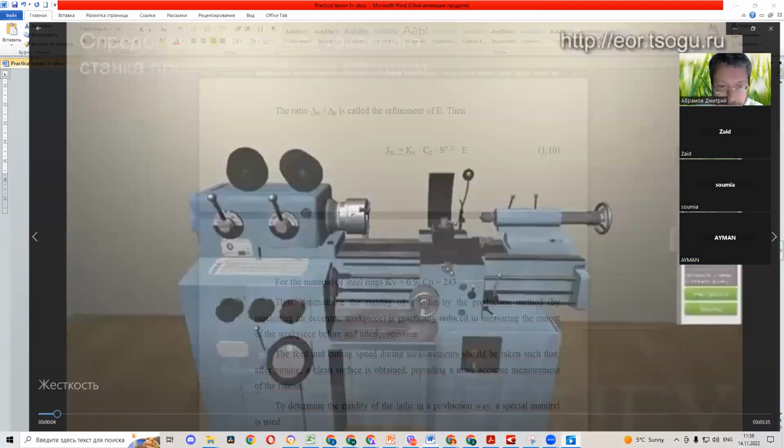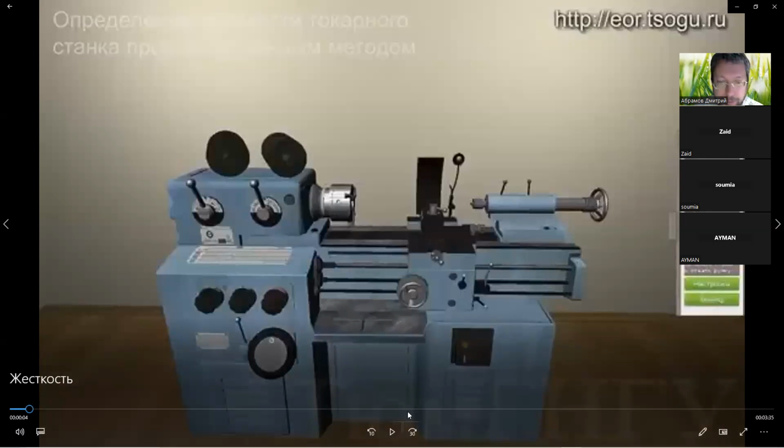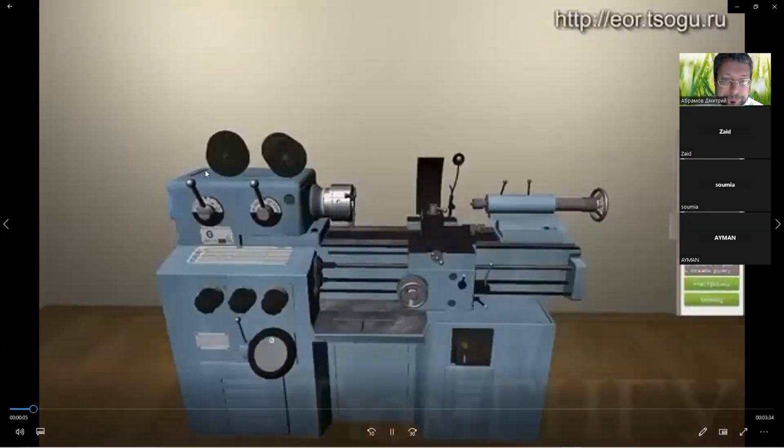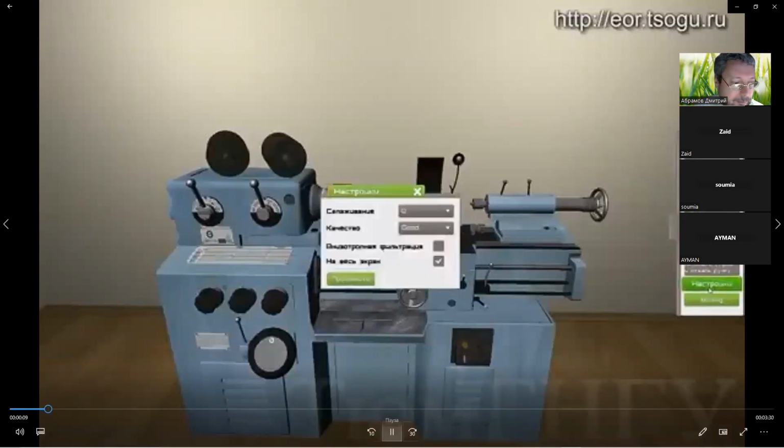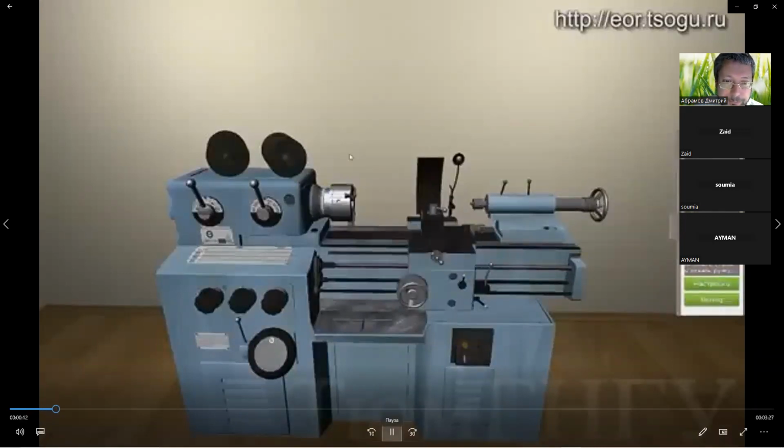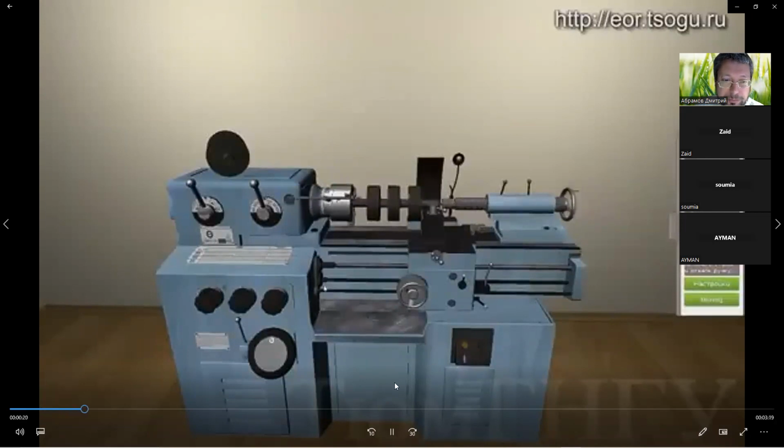So the video about this method. It's a lathe. We load the part with three rings. It's a workpiece with three rings: first ring, second ring, and third ring. Then we start the cutting.